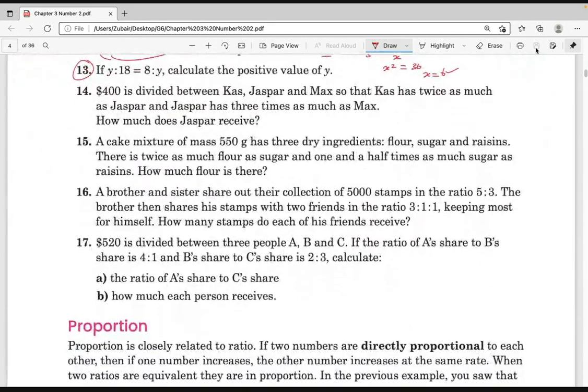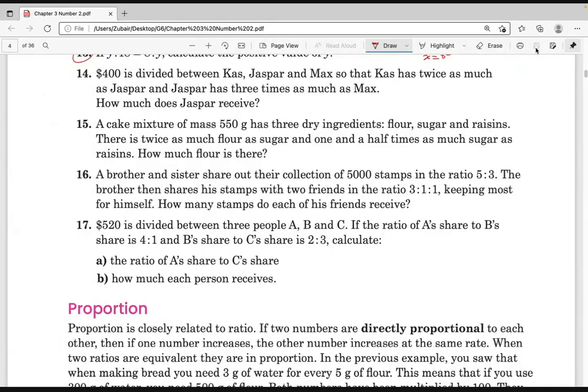Very good. Number 14. 400 is divided between Kas, Jaspar, and Max so that Kas has twice as much as Jaspar and Jaspar has thrice as much as Max. So this is K, J, and M. Now, because of the complete sentence, I'm going to write that M has 1. Jaspar has 3 times as much as Max, so this is 3. And Kas has twice as Jaspar, so this is 6. Does it make sense?